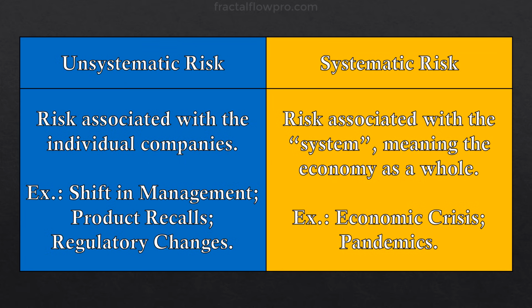This internal risk associated with the company is called unsystematic risk, also known as diversifiable risk. The risk associated with the economy as a whole is called systematic risk. The concept of stock averages attenuates the unsystematic risk of individual stocks, very much like a portfolio of stocks diversifies the unsystematic risk for buy and holders.